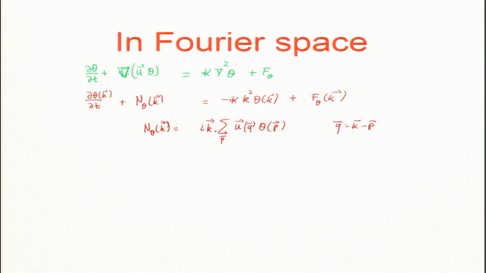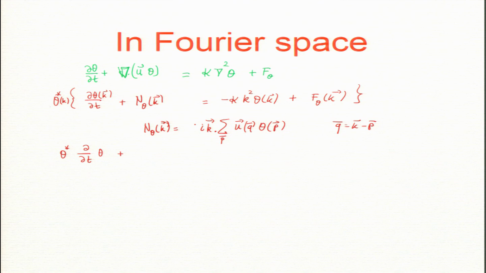You can also write it down for theta squared, mod theta squared. Theta is complex, so what will I do to get that? I multiply this by theta star of k and then add the complex conjugate to it. The resulting equation will give you mod theta squared. So, let us write it down with theta star. That gives you d by dt of theta star.